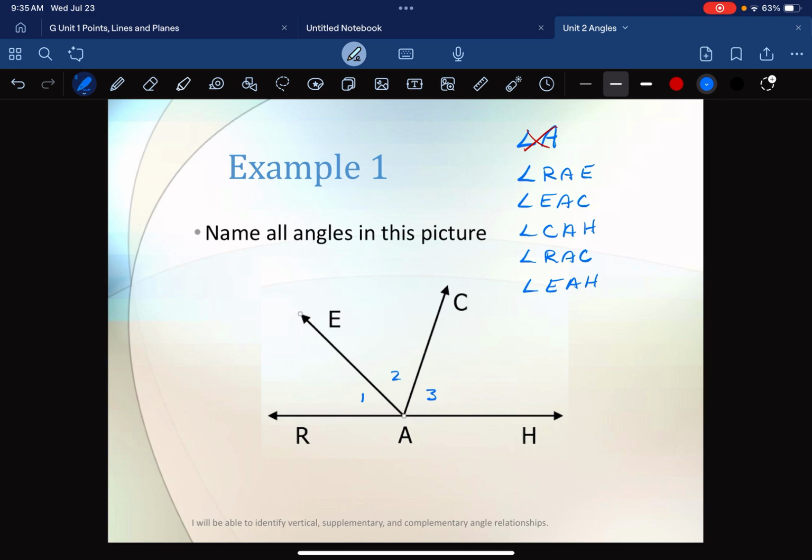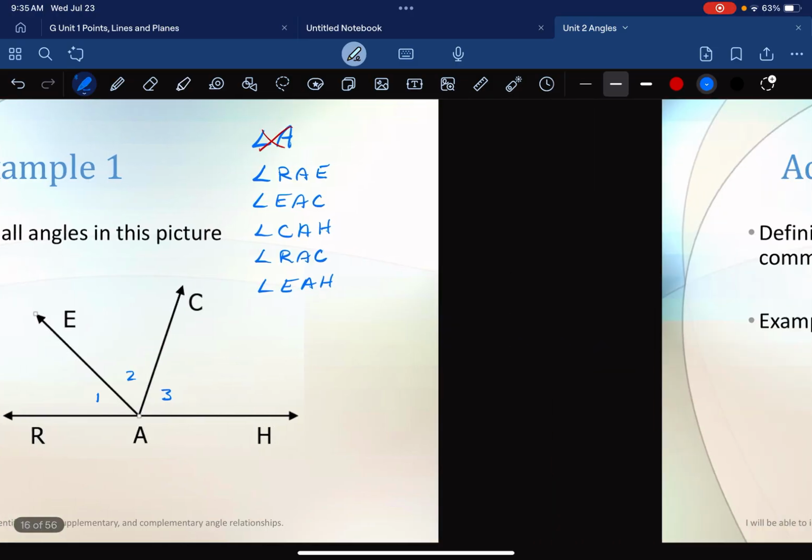We could say angle RAH is a straight angle. Some textbooks do that. I just call it a straight line. I don't call it an angle. So I would just stick with those 5 there.